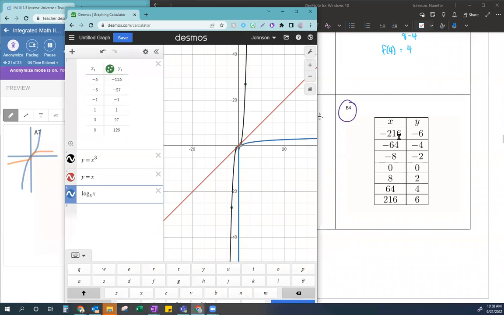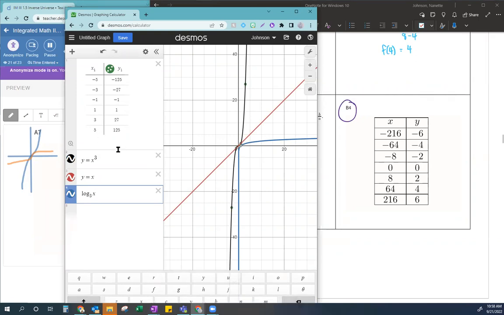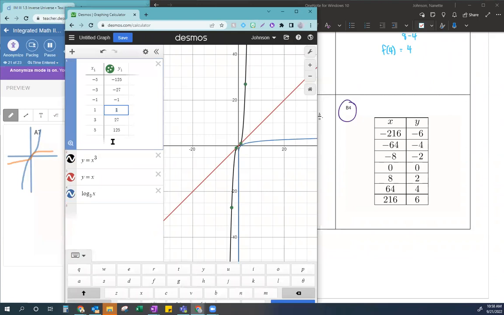Now, notice I'm going to flip-flop these because this is the inverse and this is the function. I'm going to plug some numbers into my table down here. And if you notice, Ms. Johnson, why are you switching it? I'm switching it because this is the inverse and this is the function. And when I flip-flop these, I need to switch these. Okay, so I gotta go -6 and -216. And I want to see where this point is.